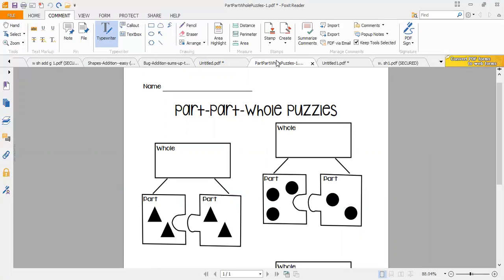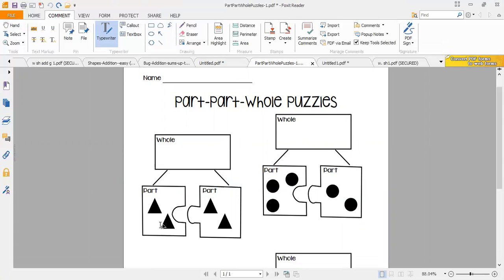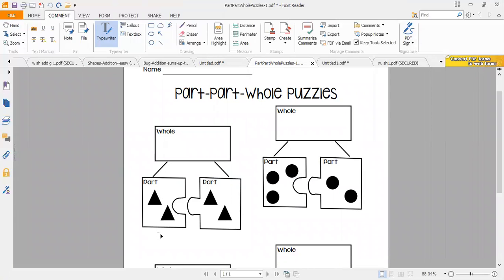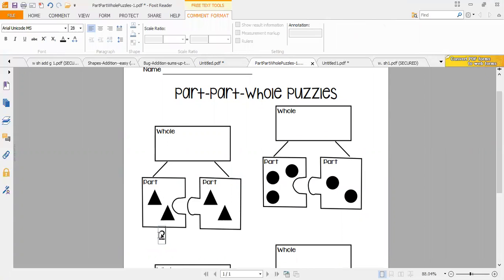Let's see the first example here with triangles. How many triangles can you see in part 1? Yes, 2. How many triangles can you see in part 2? 2. You will add these two parts together to get the whole. So the whole will be 2 plus 2 equal to 4. 4, the result, is the whole, the biggest number.